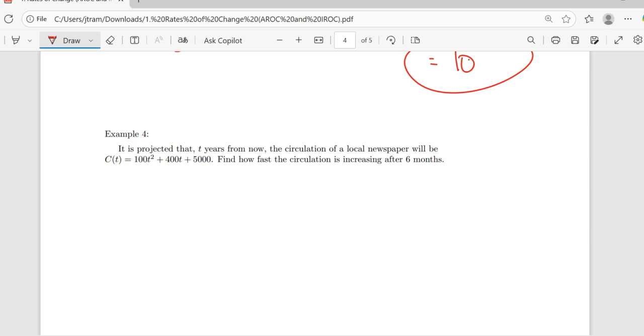It will be the same with example 4. Again, I'll post a solution to this shortly.